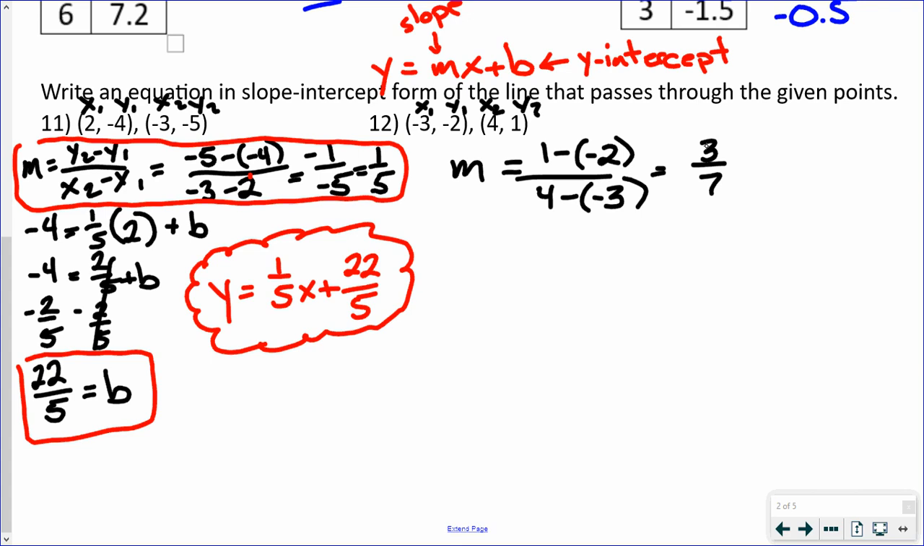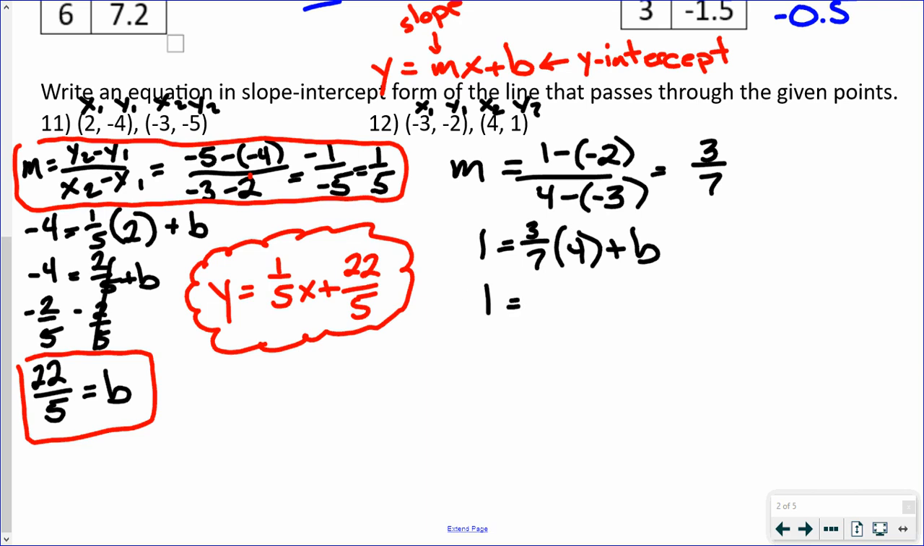So now I'm going to plug that slope, and I'm going to plug one of these points in. I'm going to use the second point, the one with the positive numbers, just because I'd rather work with positive numbers if I can. So the y value is 1, just plugging it into the slope-intercept form. So I'm plugging in 1 for y, the slope, the x value, which is 4, and then plus b. So go ahead and multiply these together.